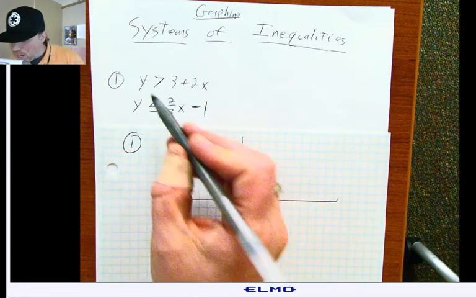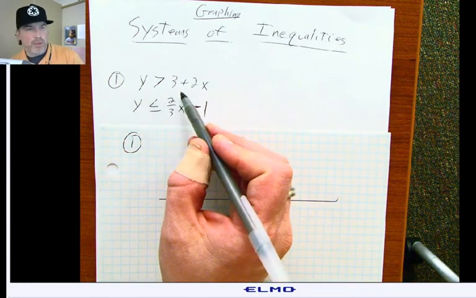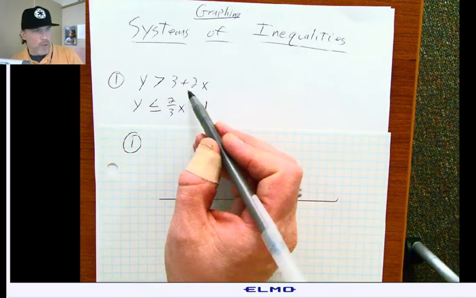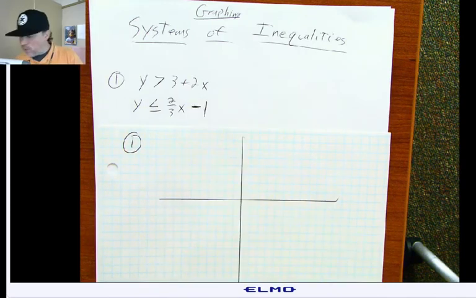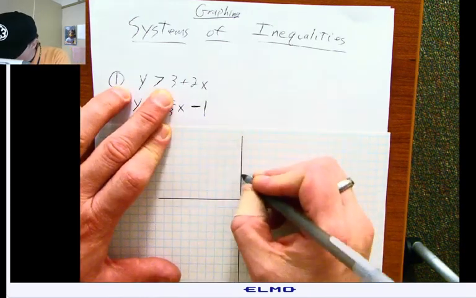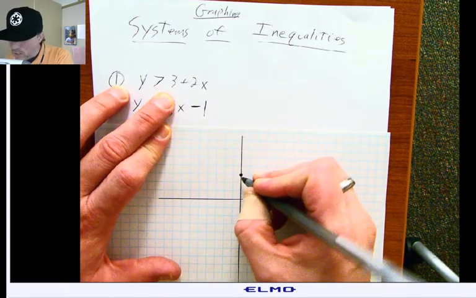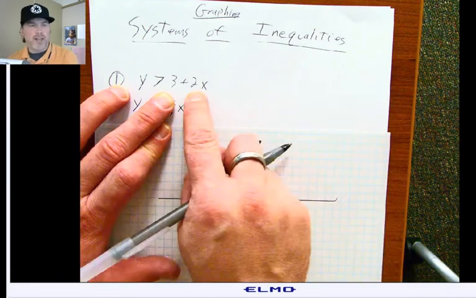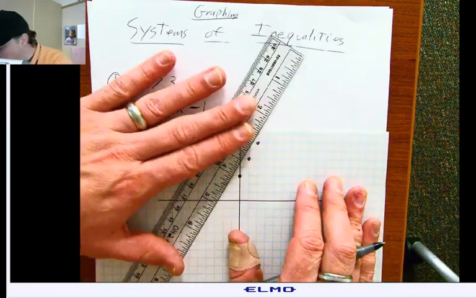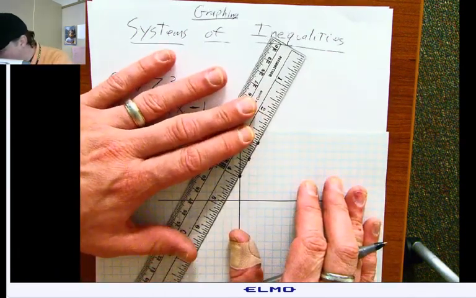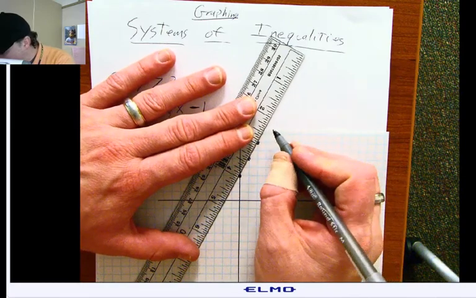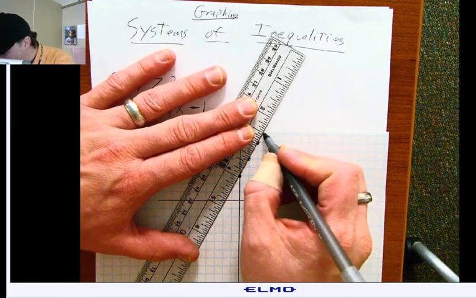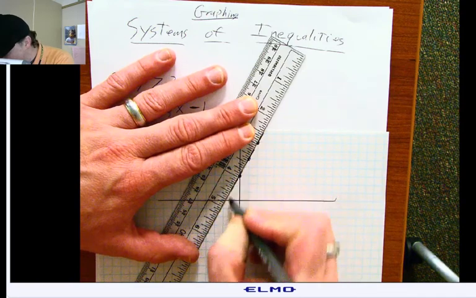So suppose we had y greater than 3 plus 2x. We'd graph that just like any old inequality. We start at the y-intercept of 3. It goes up 2 over 1, up 2 over 1. We connect it with a dotted line or a dashed line, depending on your vocabulary. I tend to say dotted line, but I tend to graph a dashed line.